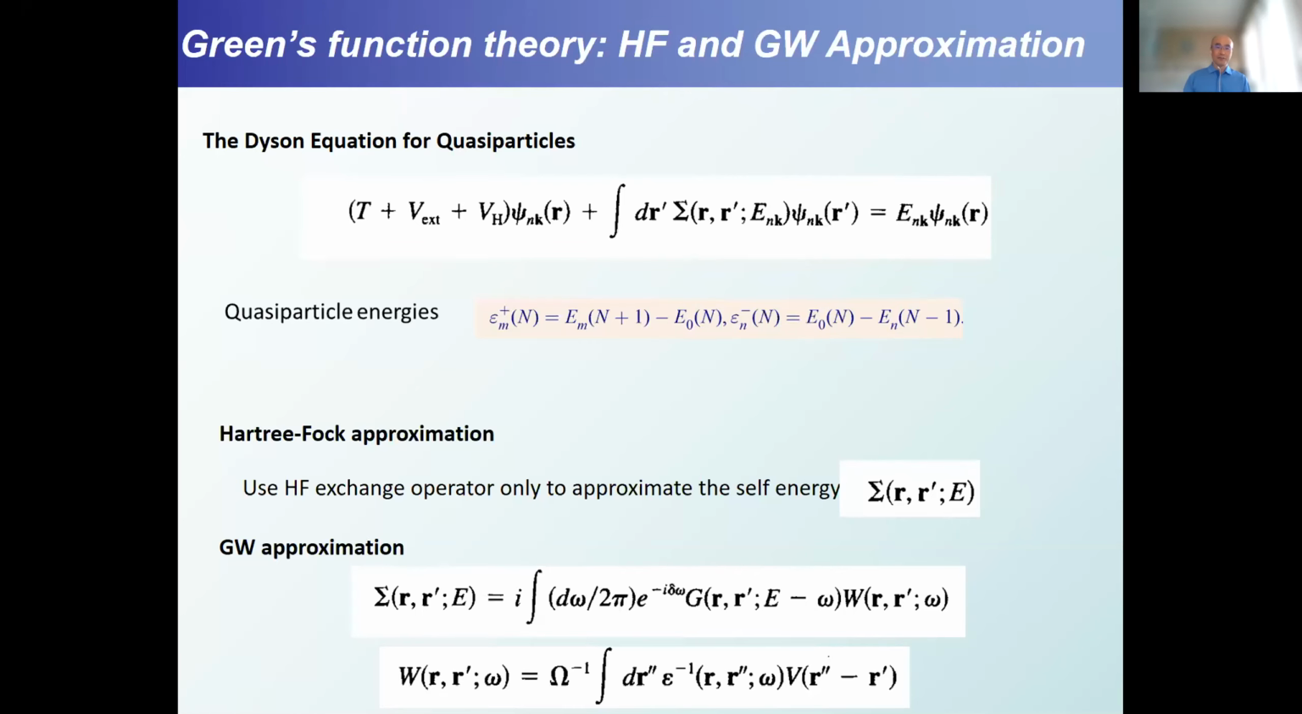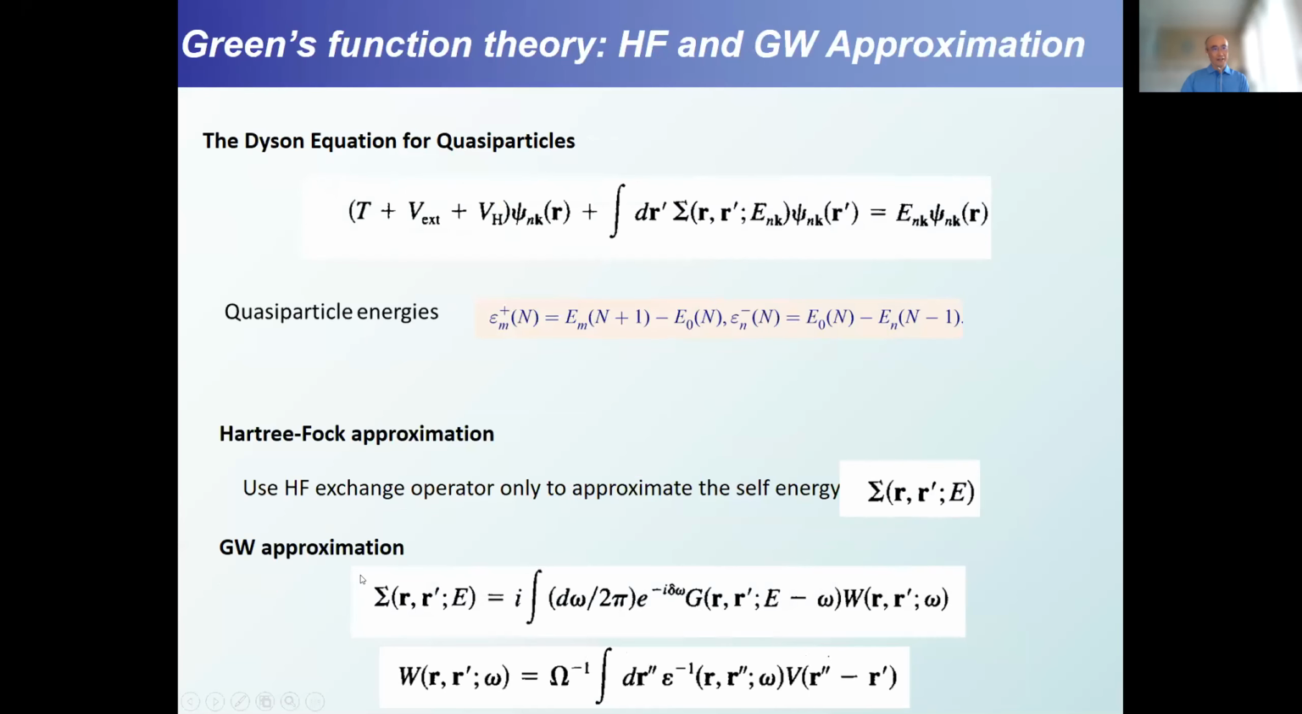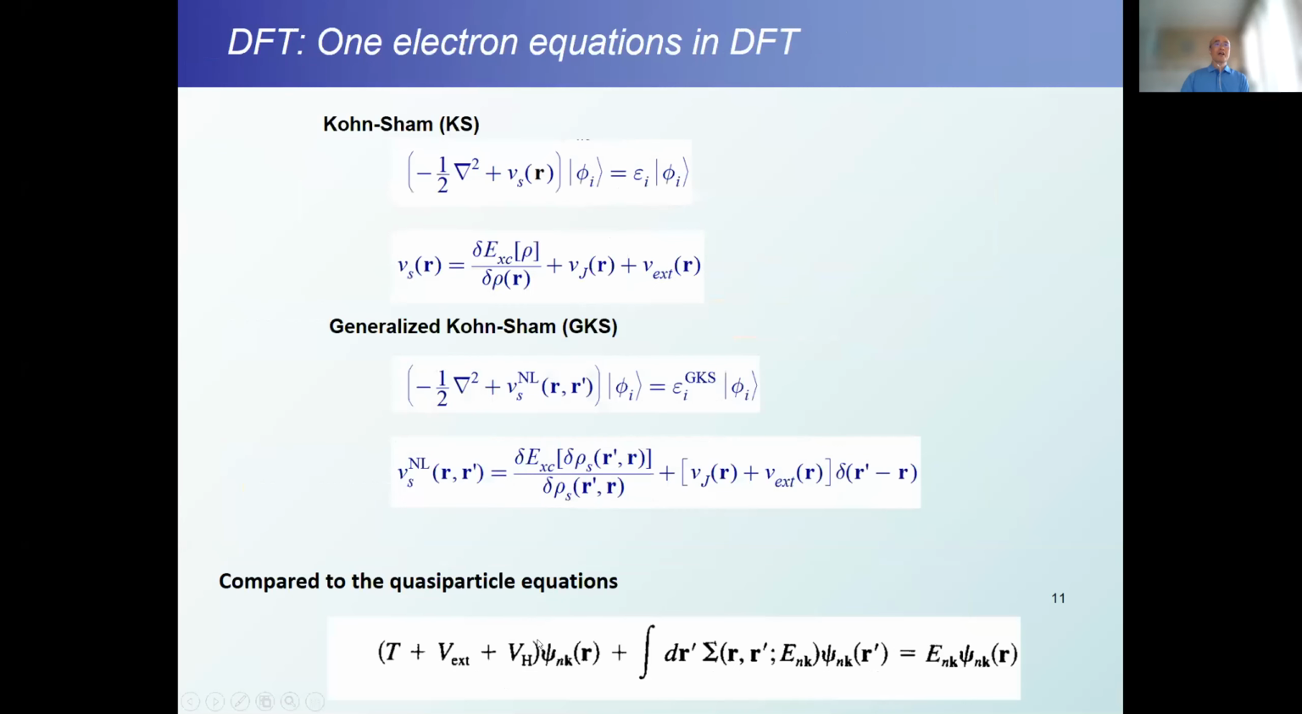and Hartree-Fock approximation is just a simple approximation using the exchange energy to approximate the self-energy, and then the Koopmans theorem makes really good sense from this perspective. And there's the very commonly used state-of-the-art GW approximation, which I'm not going to go into details about.